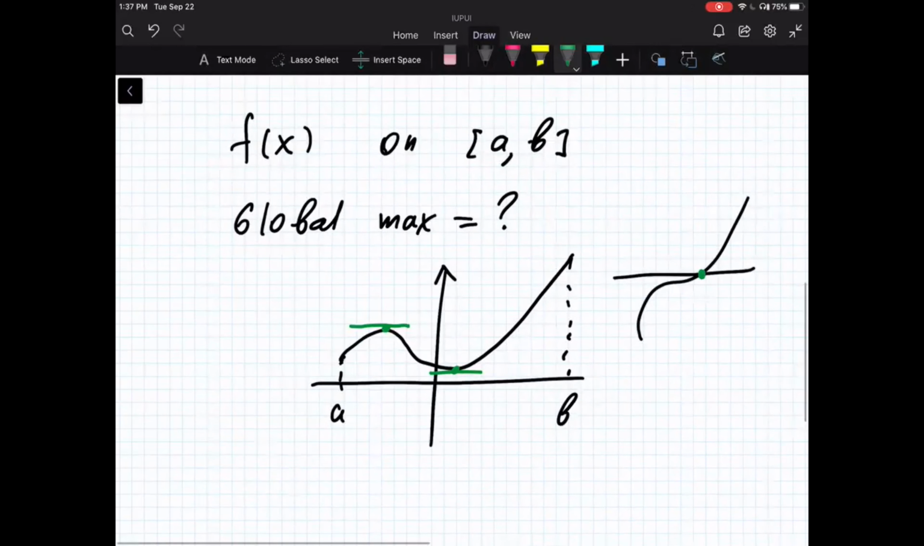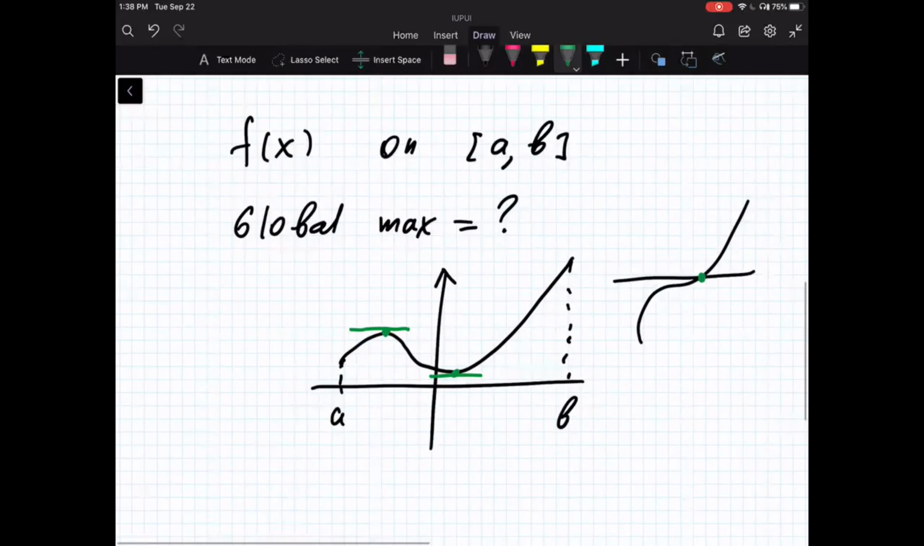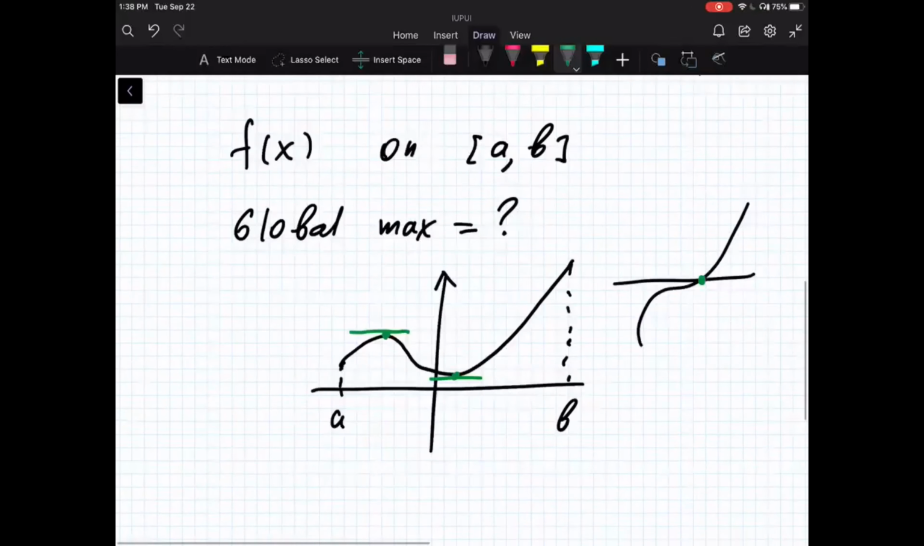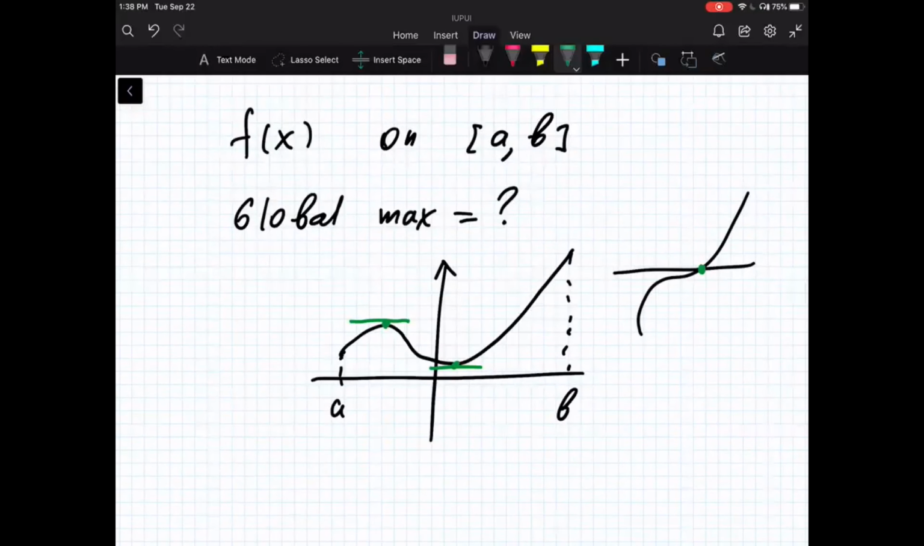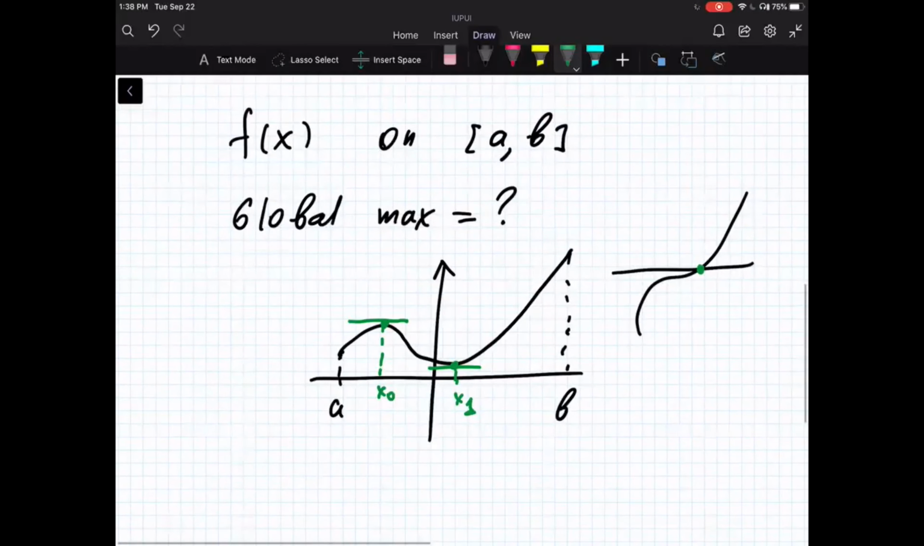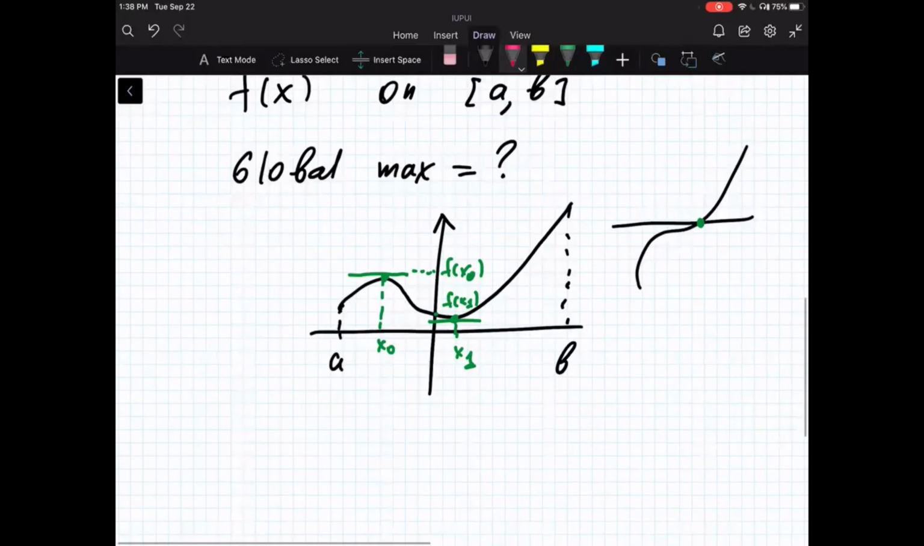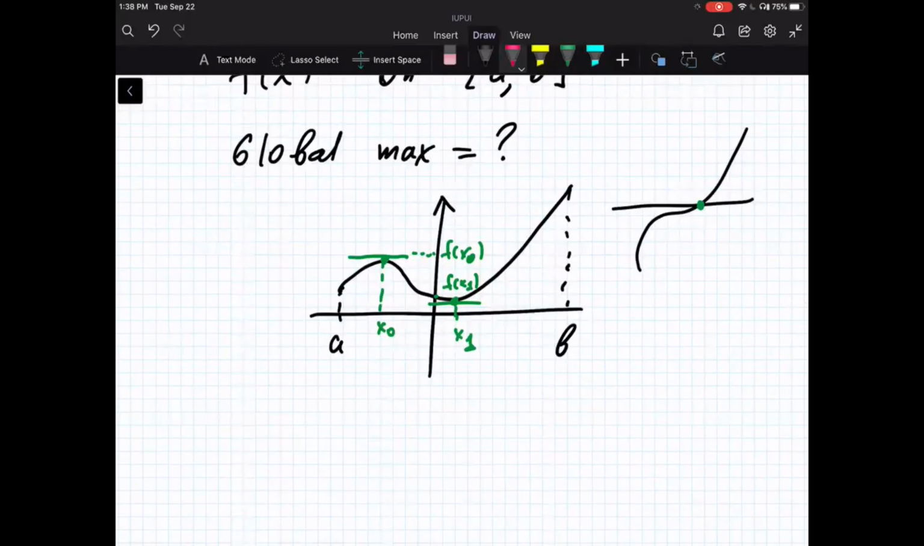But this gives you only local minimum and maximum. If you are looking for the global, you should also check the value at that point. So say it's x naught, and this is your x1. You should check the value. So this is your f of x naught. This is your f of x1. But also you should check the values on the endpoints, f of a and f of b.